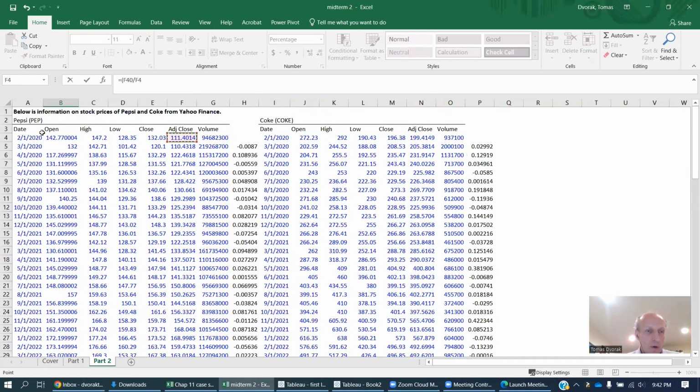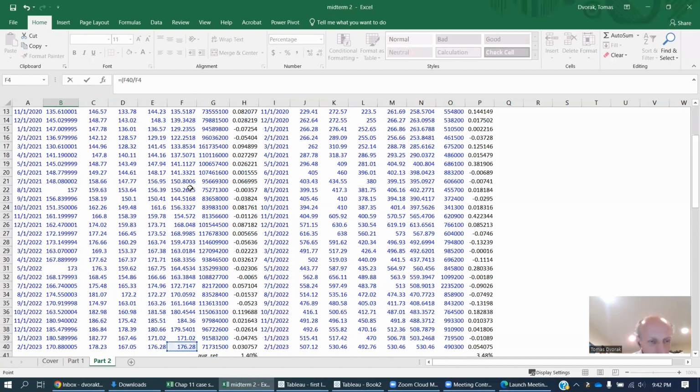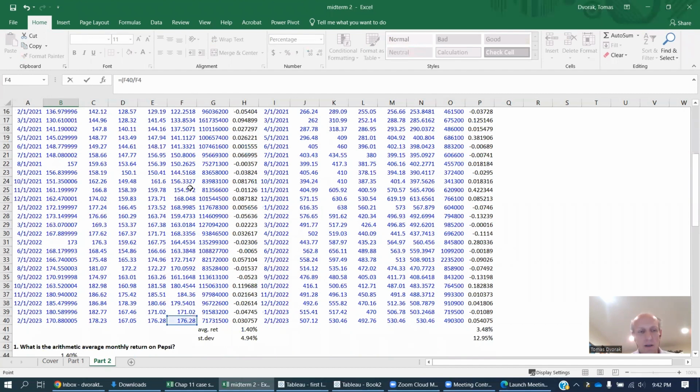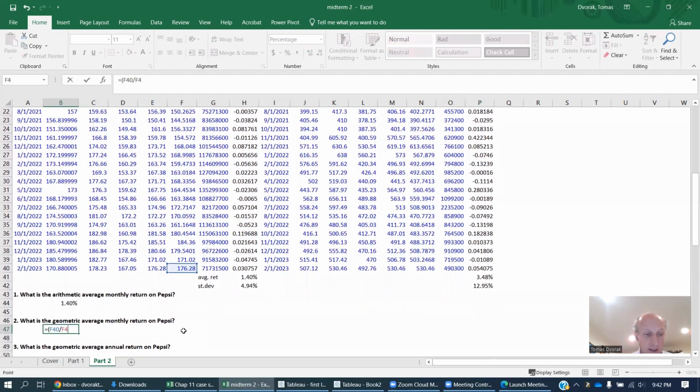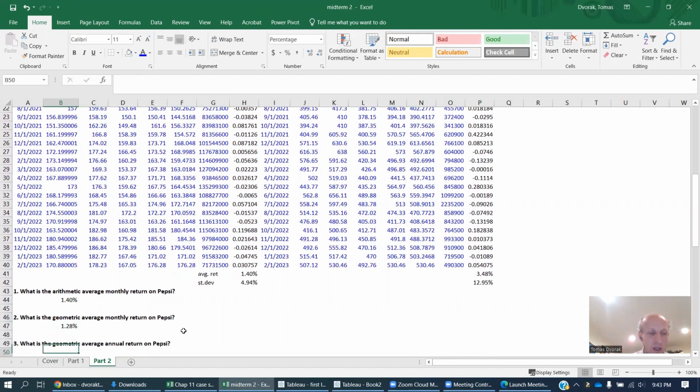at the end of February 2020, by the end of February 2023, I would have $176. And if I raise that to 1 over, I have 36 periods. I have 3 years worth of data. Minus 1, that's going to give me the geometric average return. Right? Not that different from the arithmetic average.